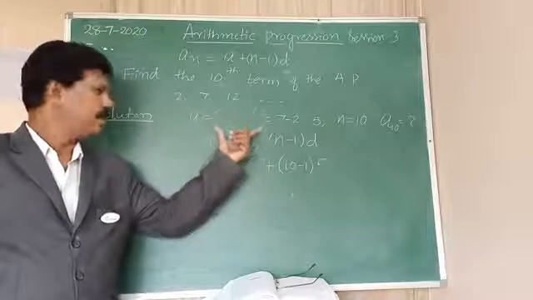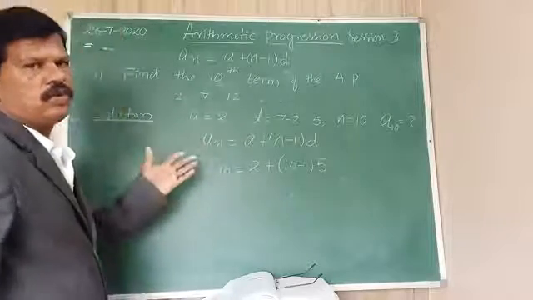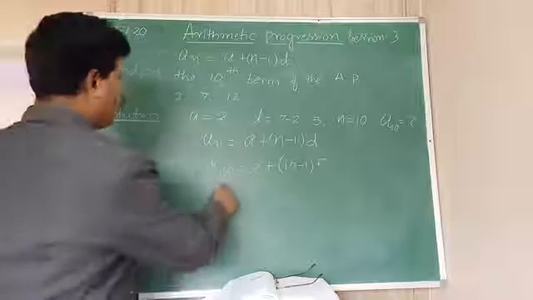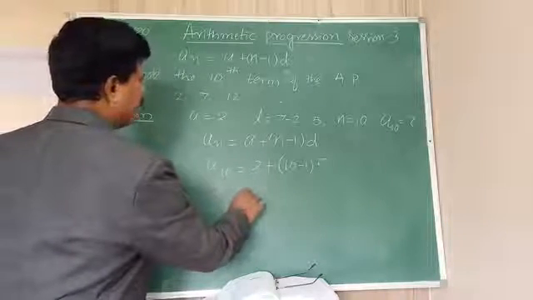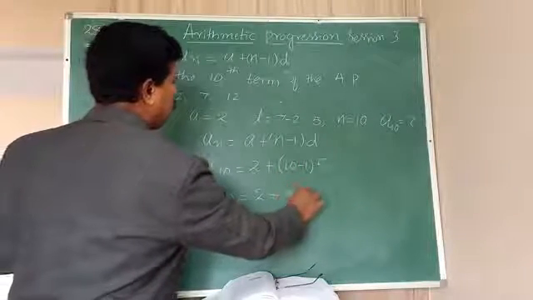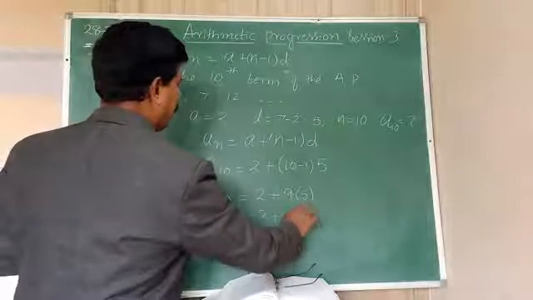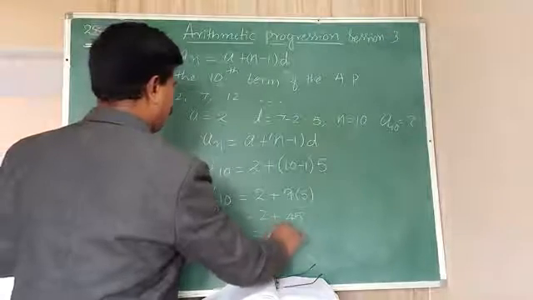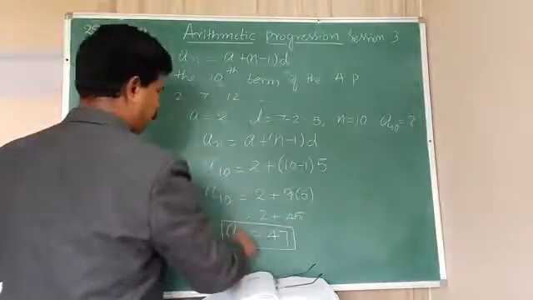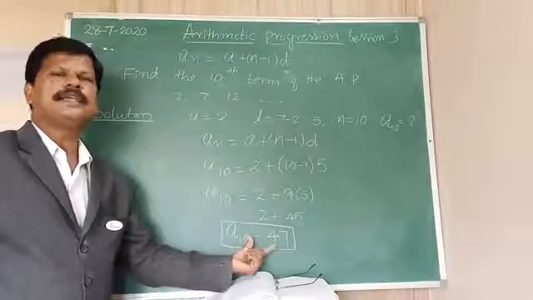This carries half mark. Substitution half mark. Then simplification half mark. So you will get 2 marks easily for this formula. Clear? Now A10 equals 2 plus 10 minus 1 is 9 into 5. So 2 plus 9 fives is 45. So 45 plus 2 is 47. So 10th term is how much? 47. 10th term of this AP is 47.